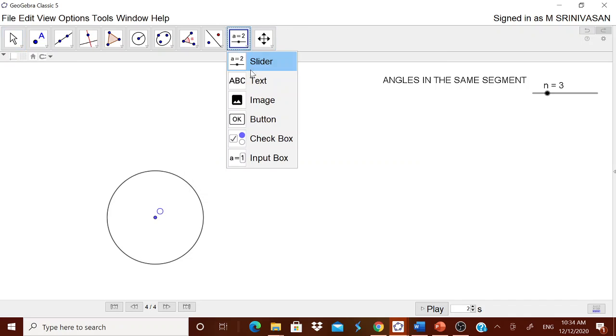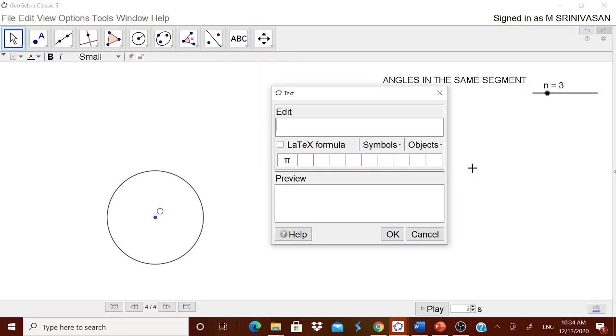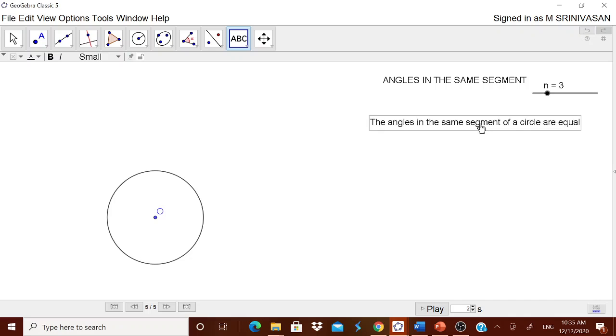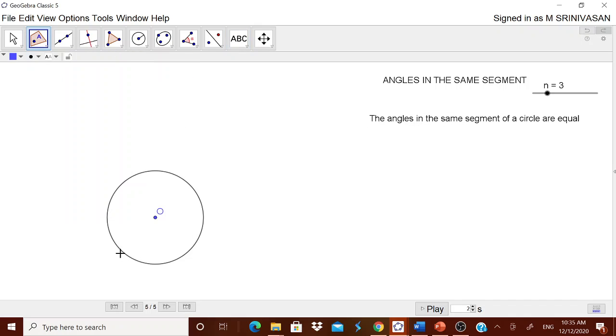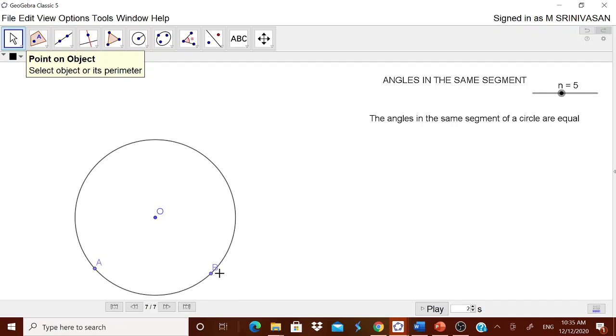Now we will state the statement: the angles in the same segment of a circle are equal. Now we will ask them what the meaning of a segment is, and you can also ask so many questions to them. For that, let us take points on the object now, point number 1 and point number 2. If you want to make it a little bigger, let us make it 5 centimeters, and then let us bring this B over here and A over here.